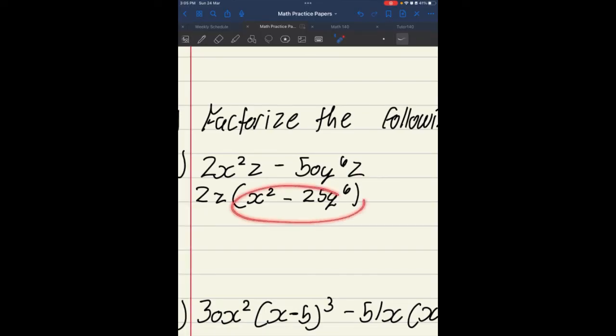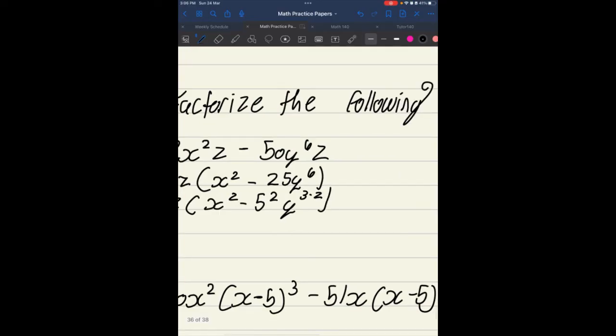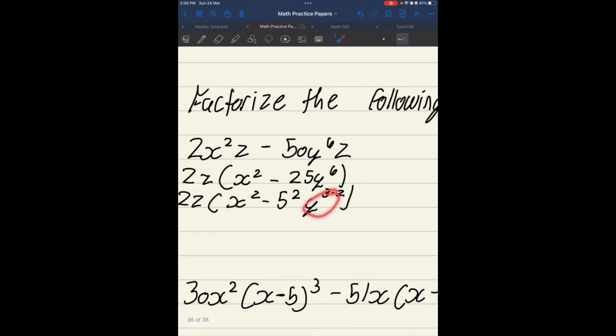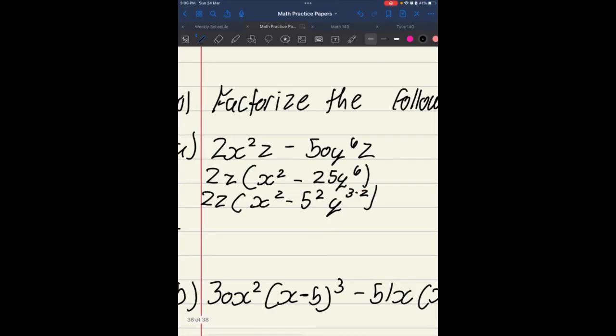We're going to rewrite this. So we have 2z, right? And then we could rewrite that as x squared minus 5 squared y to the power of 3 times 2. 5 squared is equal to 25. So now we could rewrite this. We aren't necessarily taking the 2 out, we're just rewriting it. So x squared minus 5 squared y to the power of 3, and then this one, we could say squared, right?